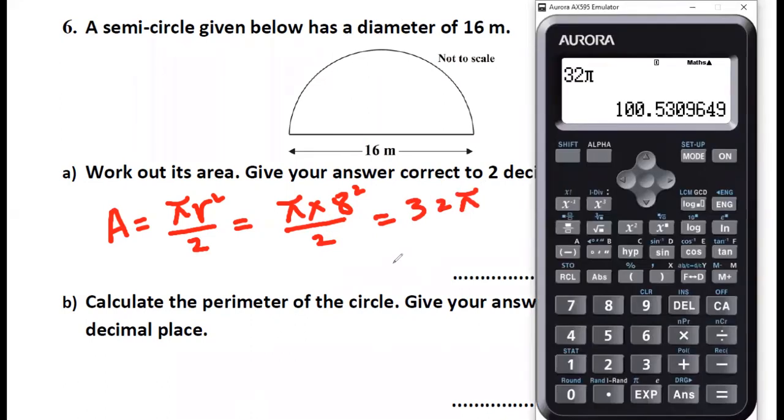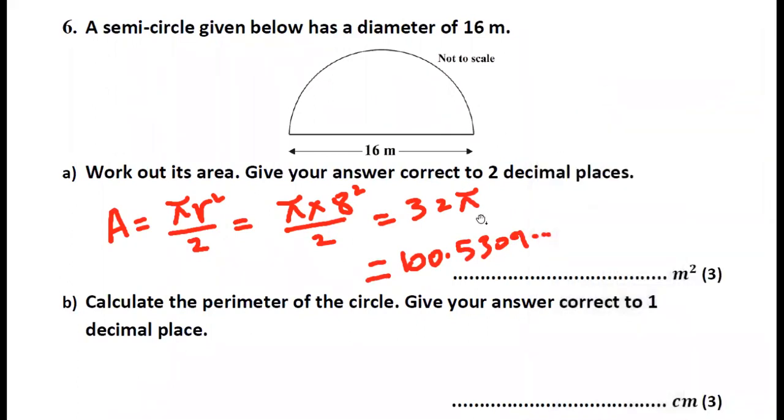And my calculator gives me 100.5309... And let's see, we need to round this number correct to 2 decimal places. So we are interested up to 2 decimal places. As the immediately next digit is not 5 or bigger, our final answer will be 100.53.